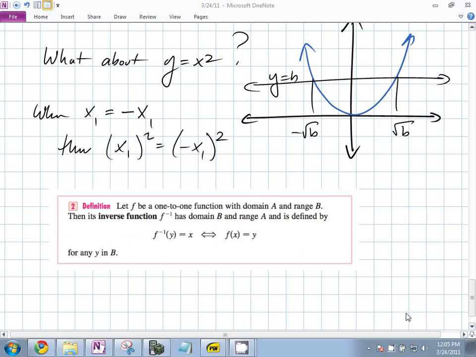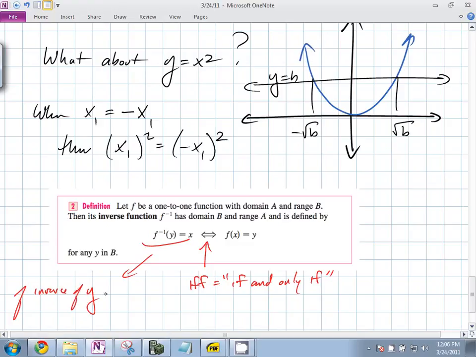Let f be a one-to-one function with domain A and range B. Then its inverse function, f with that little negative 1 up there, has domain B and range A, and is defined by f inverse of y equals x if and only if f of x equals y. Let me put some notes in there. This is some new notation. That means if and only if. This means f inverse of y equals x, and this means f of x equals y.